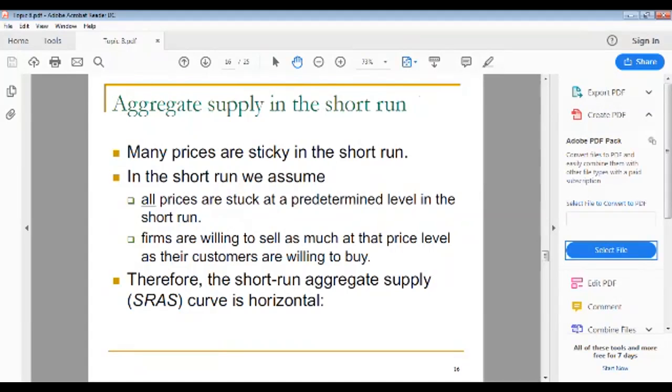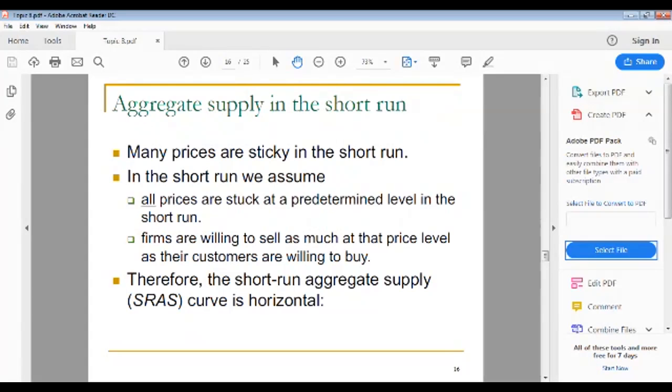Okay, so what if now, instead of the long run aggregate supply curve, we have the short run aggregate supply curve? The way it's going to be different is that the prices are going to be stickier. What that means then is that firms, who are the suppliers, are now going to be able to sell as much as they want as long as they're charging that price, which means I'm not anymore subject to the capacity constraints in the economy.